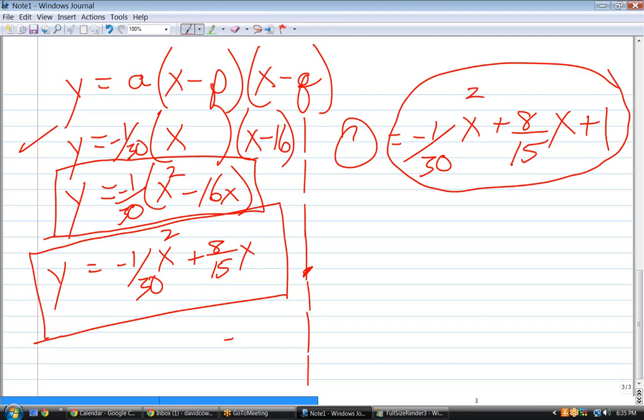I suppose the best thing to do here would be to multiply every term by negative 30. So that'll make x squared minus 16x minus 30.